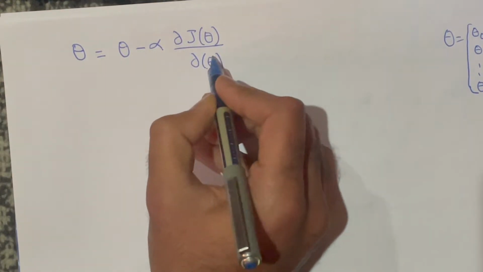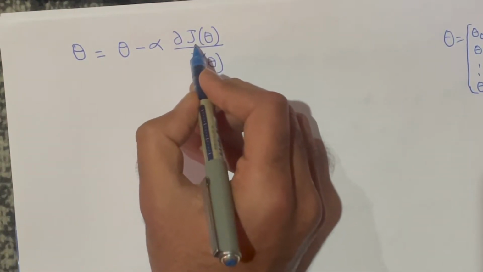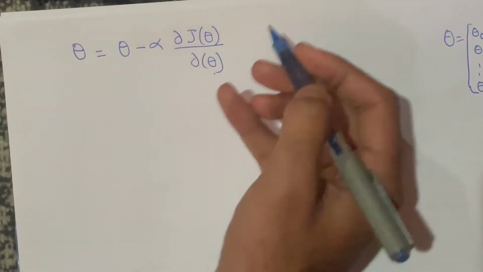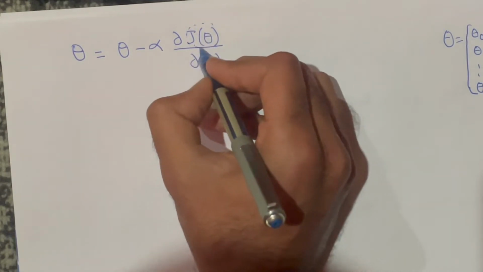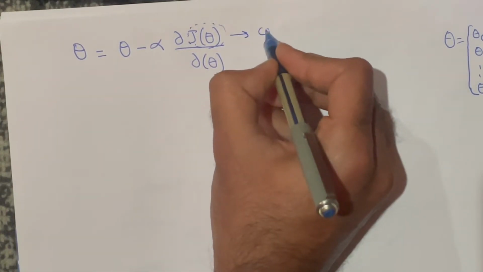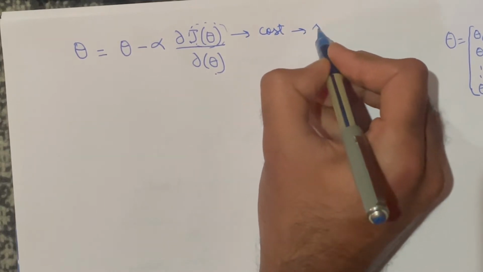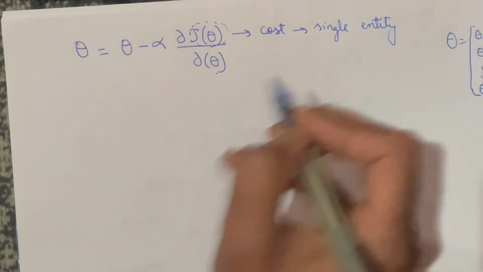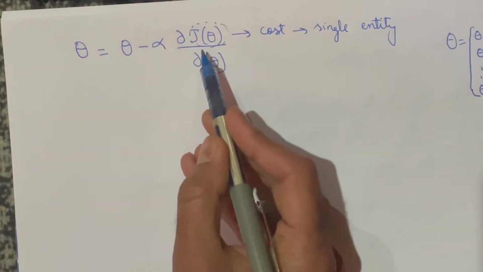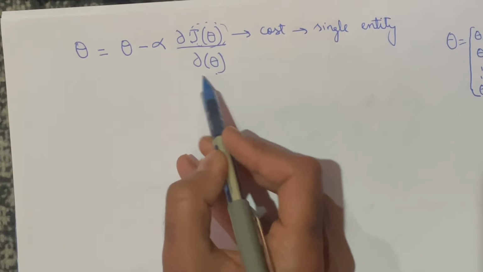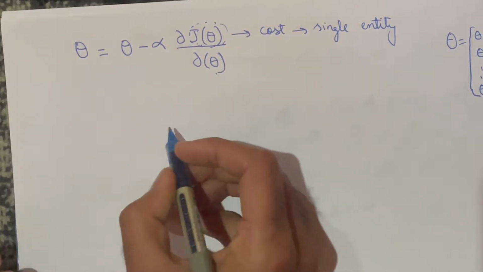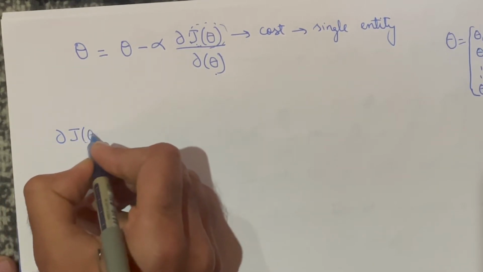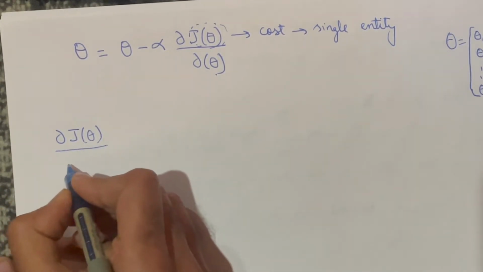Now let us see how we can find the differentiation of a quantity with respect to a matrix. So basically, this is not a matrix, J theta is our cost, so it is a single entity. Okay, and we are finding the differentiation of this quantity with respect to a matrix. Let's first see how to find the differentiation of a quantity with respect to a matrix.